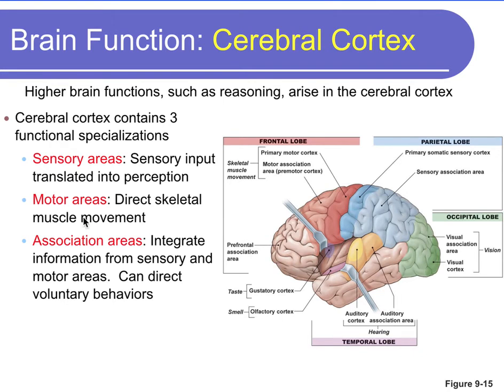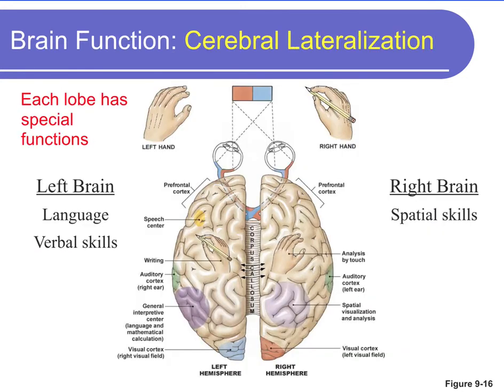The motor cortices help with movement, and we also have association cortices. Now, there's another way we can look at the brain. We can look at the hemispheres of the brain. Each hemisphere, right or left, can be specialized for performing certain tasks or better at doing certain things. And this is the idea of cerebral lateralization.